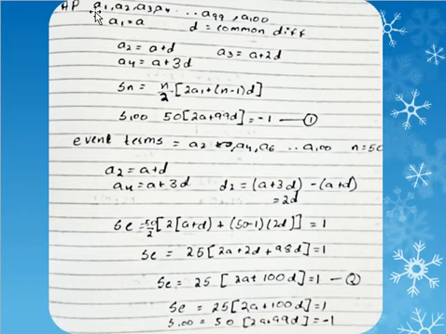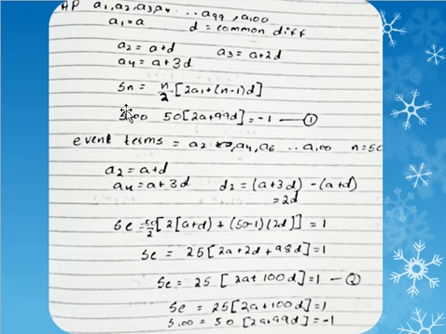First, let's take this as our AP here: A1, A2, A3 and so on up to A100. The first term here is A1 and the common difference is d. Now A2 is a plus d and A4 is a plus 3d, and A3 is a plus 2d. We all know this from the first session.